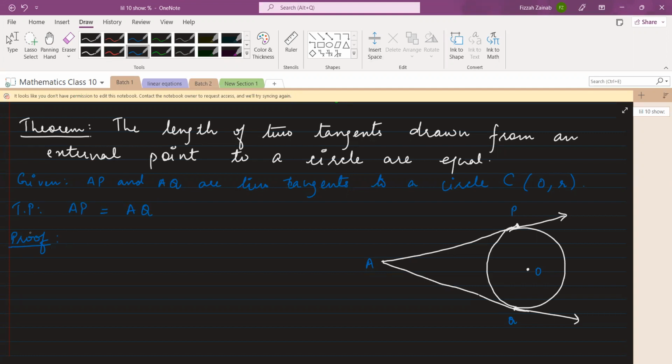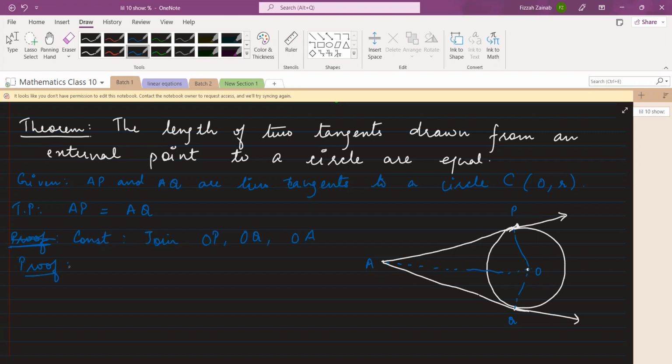Okay, so before the proof, we will do one construction here. See, we don't have any triangle, we don't have any figure here to prove, right? So we have to make a figure. So we do a construction. First of all, we join this AO, then we join OP, and then we join OQ. So join OP, OQ, and OA.